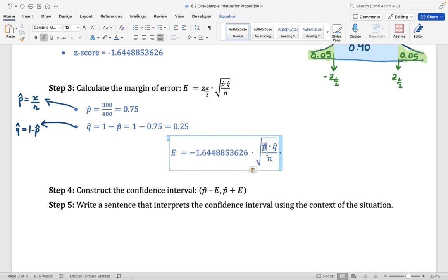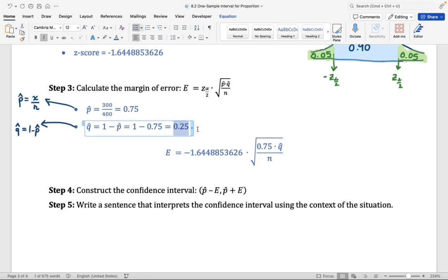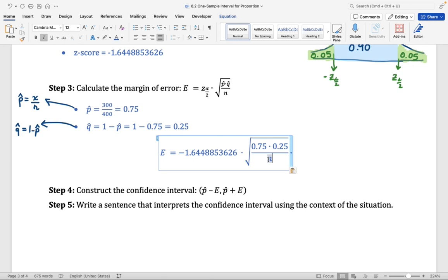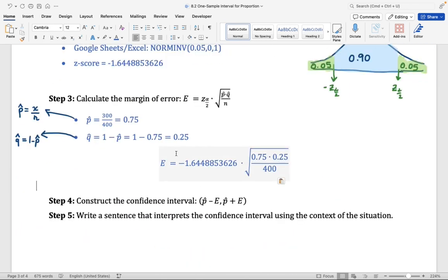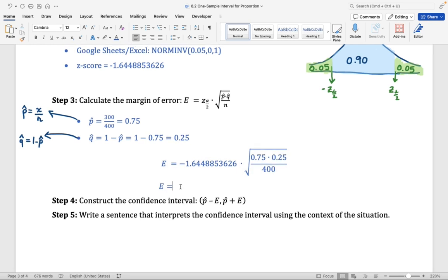Now, let's replace p-hat with the value of p-hat. The value of p-hat is 0.75. Now, let's replace q-hat with 0.25. Finally, we're going to replace n with the value of n, and here it is, 400. This is the expression that you can enter on a calculator. When you enter this expression on your calculator, you should be getting 0.0356121256. Now that you have the value for the margin of error, you're ready to construct the confidence interval.